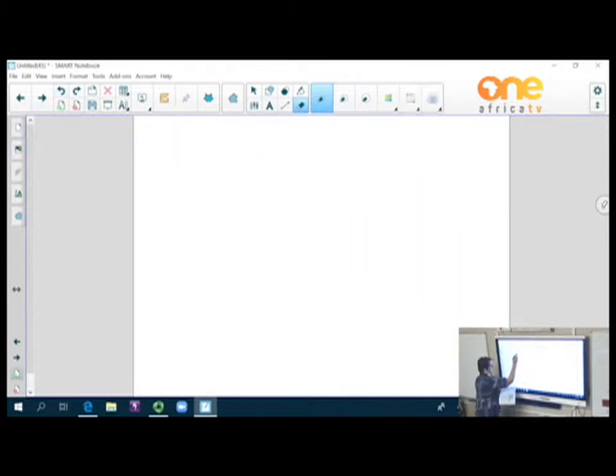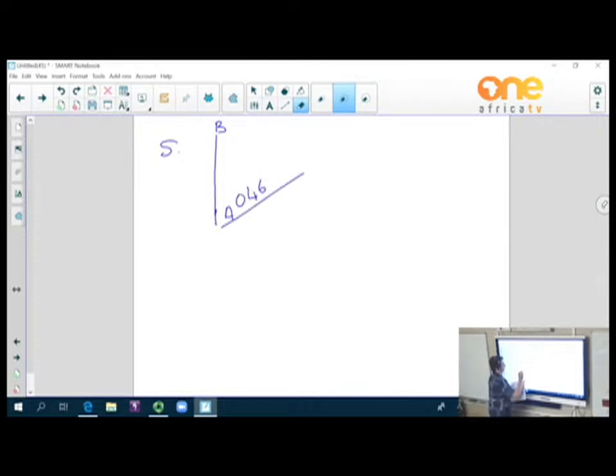150 meters. Question 5. 3 points are on level ground so that B is due north of A. I will start here with A, and there is B due north of A. The bearing of C from A, no, it's an obtuse angle. The bearing of C from A is 46 degrees, so there's C. And the bearing of C from B is 125 degrees. So that one is 125 degrees then there. If the distance between A and B is 200 meters, there's the 200 meters. Calculate the distance C from A. So this is what we want to calculate here.